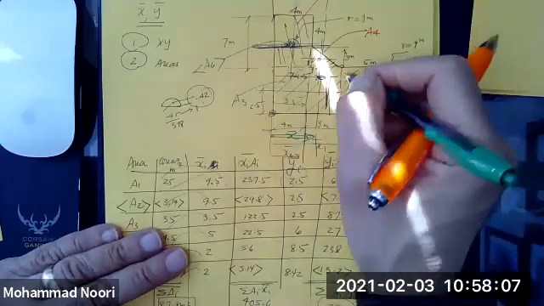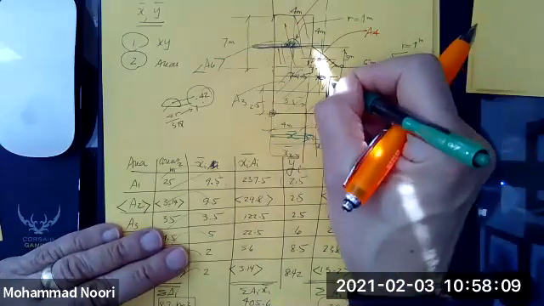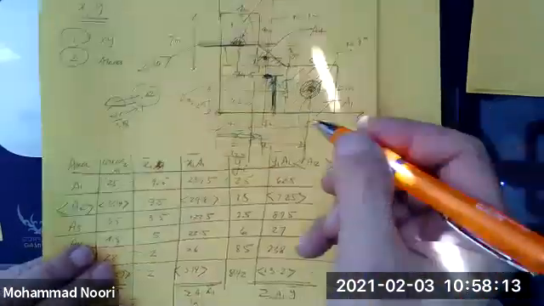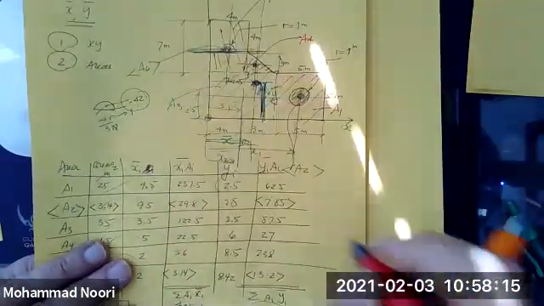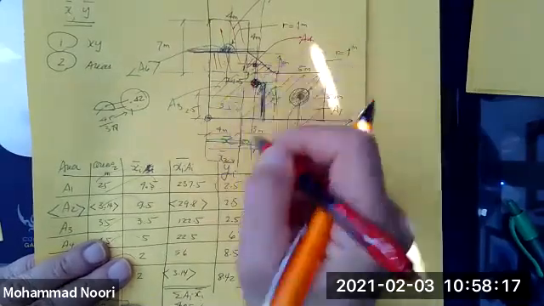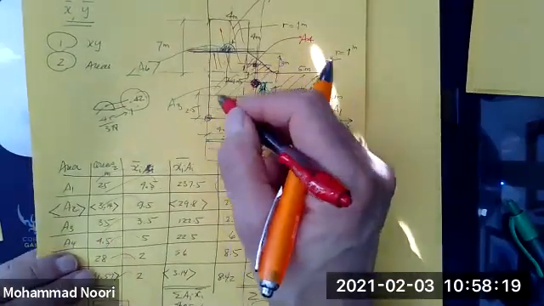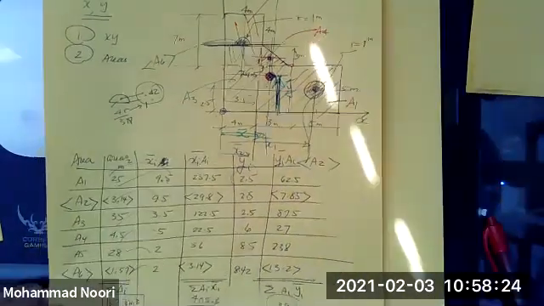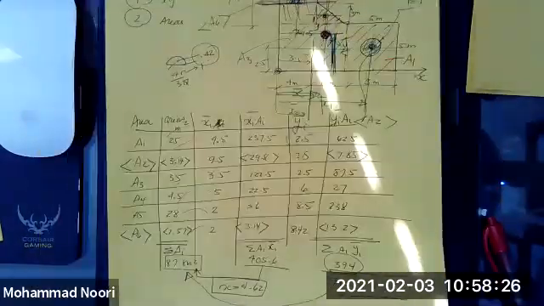This is y bar of this shape. So this shape, its centroid, is located here, which is 4.62 from here and 4.5 from here. Okay? Easy topic, right?